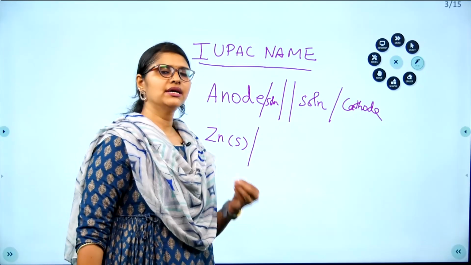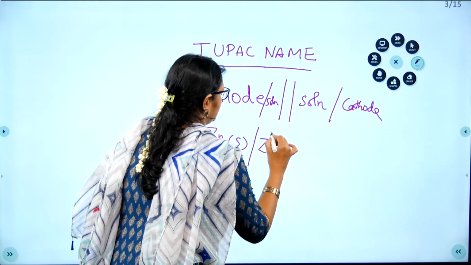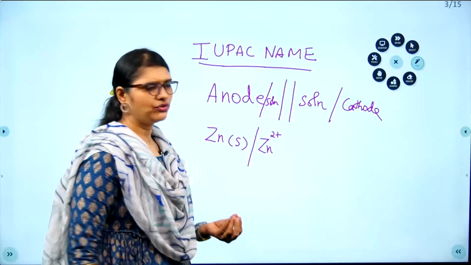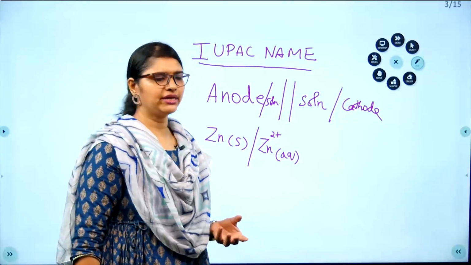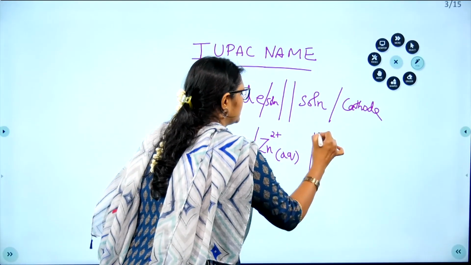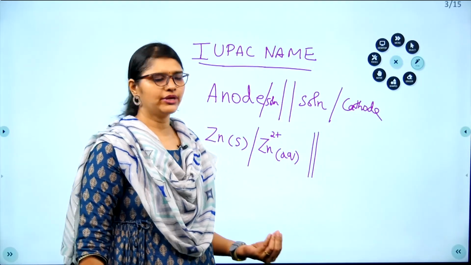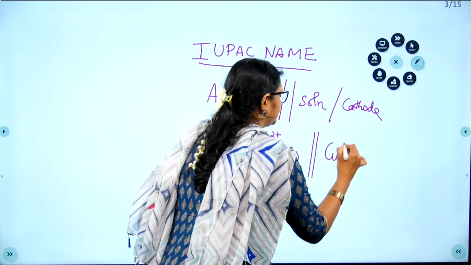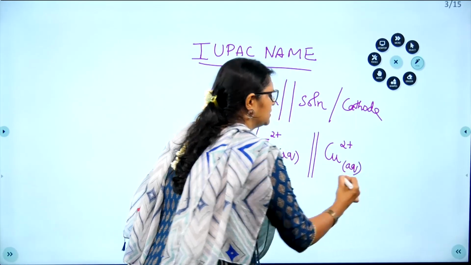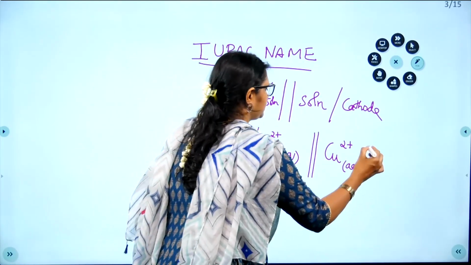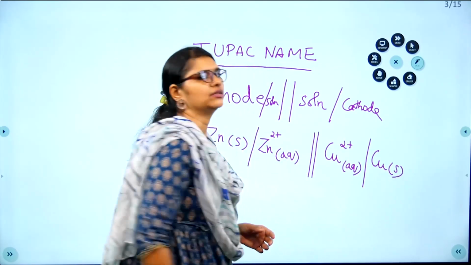So how we should write is Zn, it's a solid, right, because it's an electrode, and we should always represent the physical state. Zn 2 plus, or even we can write ZnSO4, nothing wrong in that. Aqueous, because any salt is dissolved in water, am I right? So aqueous. Then we use a double slash to represent the salt bridge. Then we should start with the cathode solution, that is copper sulfate, again aqueous, then end with the electrode, that is the cathode, which is a solid.